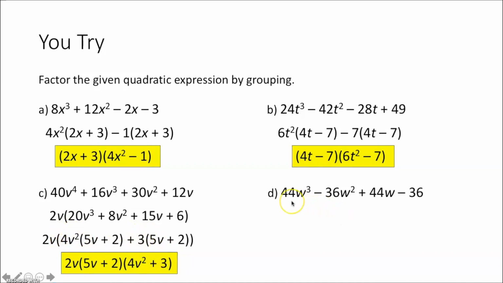Here, lastly, we are going to first look for a GCF we can take out. Is there something we can take out right away? Yeah, a 4. Each of these terms is divisible by 4, so we go ahead and do that. Then we can go on to factor by grouping.